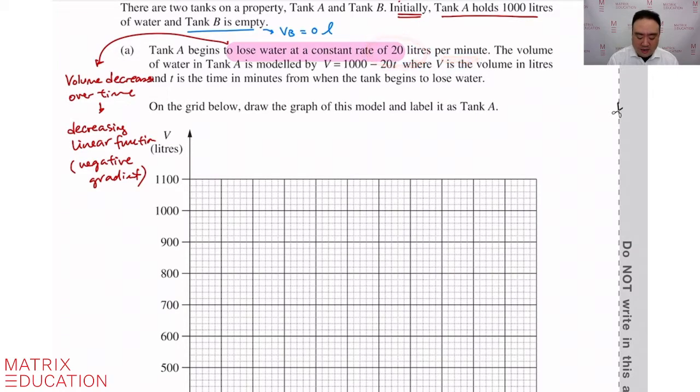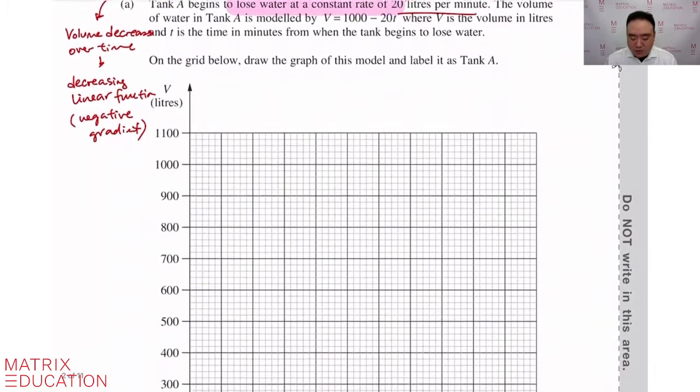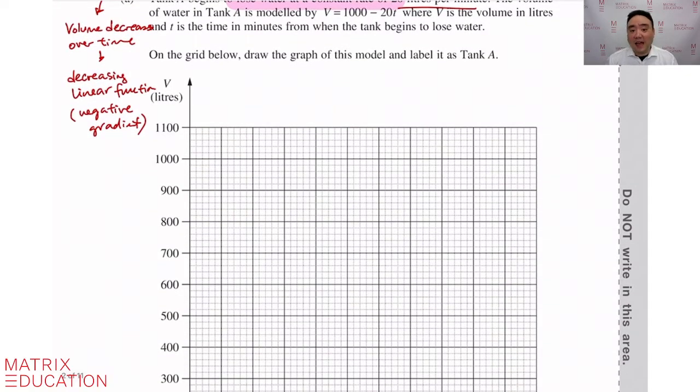And so we can say that this information is the gradient of tank A, or the volume of A. The volume of water in tank A is modeled by this equation, and so when you read this equation, that should come to you straight away, that negative 20 is the gradient, you see? And 1,000 here is the initial value, where V is the volume in liters and T is the time in minutes from when the tank begins to lose water. On the grid below, draw the graph of this model and label it as tank A.